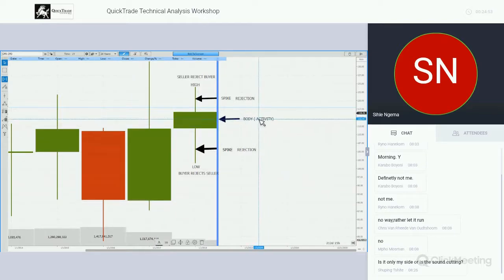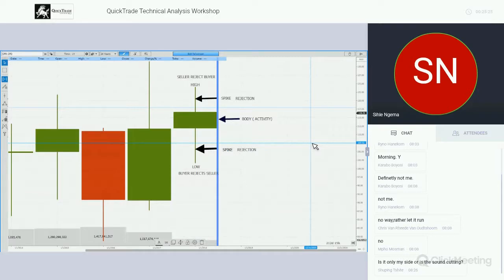So the body is basically the activity of the candlestick, where the battle between the buyers and the sellers is actually occurring. Whichever side is stronger, you will see the body pushing in that direction. If buyers are stronger, the body pushes higher. If sellers are stronger than the buyers, then you will start to see the body coming down, or your share price coming down.